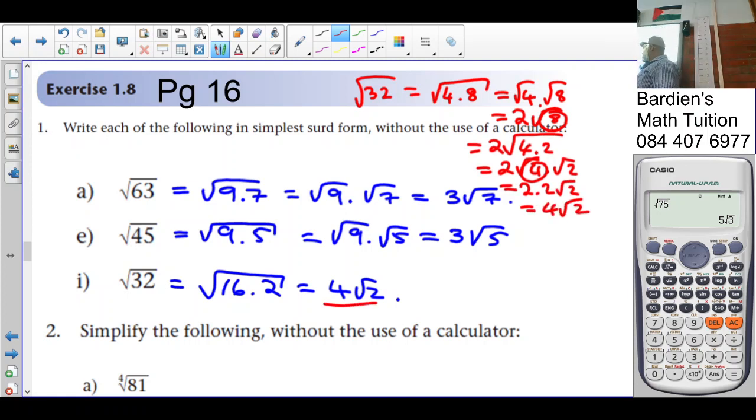Which is the same. It will take you a bit longer if you don't see the biggest perfect square, but if you had gone that route, it's just an extra 2 or 3 steps that need to be added. Okay?